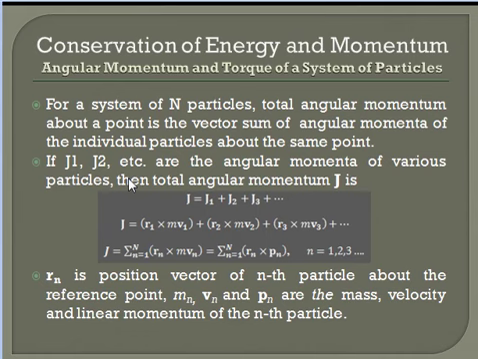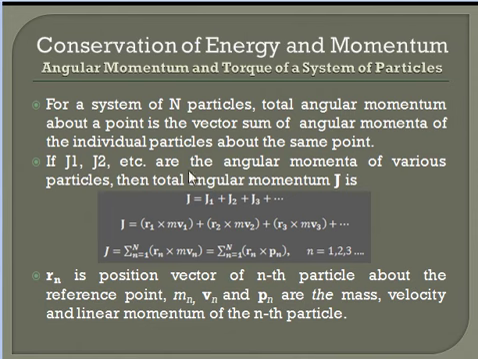In the last class we have discussed the law of conservation of angular momentum for a single particle. Now the result can be generalized for a system of particles. For that, we consider a system of n particles. The total angular momentum of this system about any reference point will be the vector sum of the individual angular momenta of the particles about the same point. Remember, angular momenta are expressed with respect to some reference point.